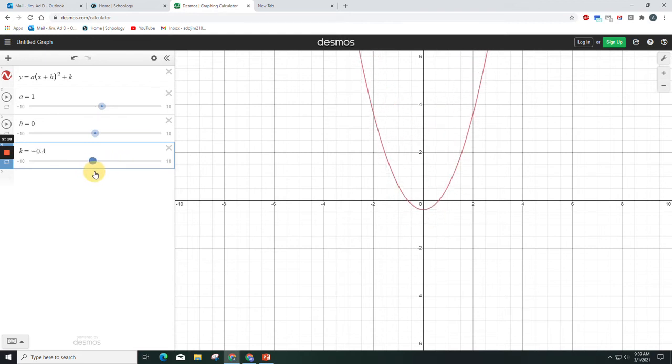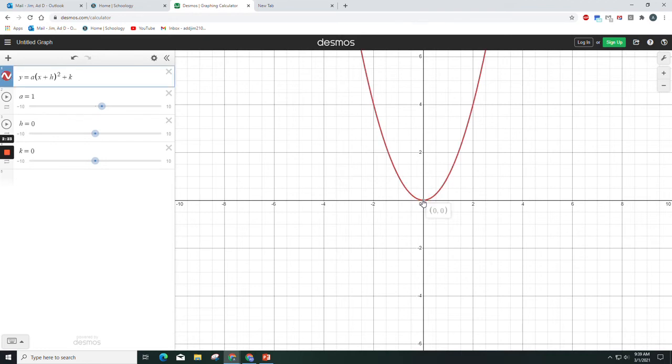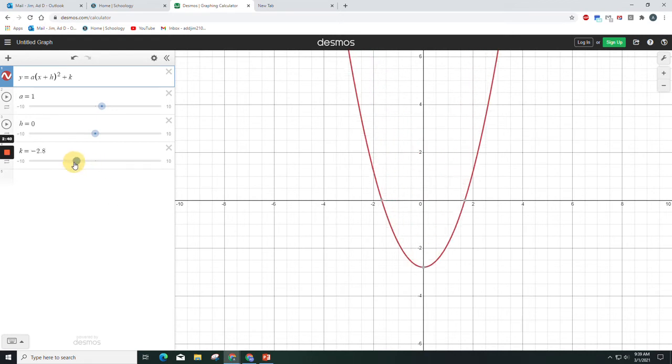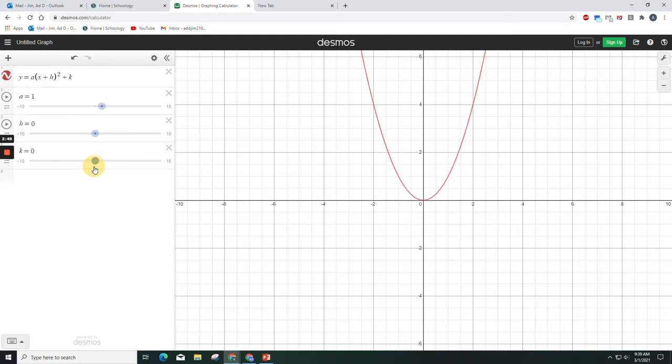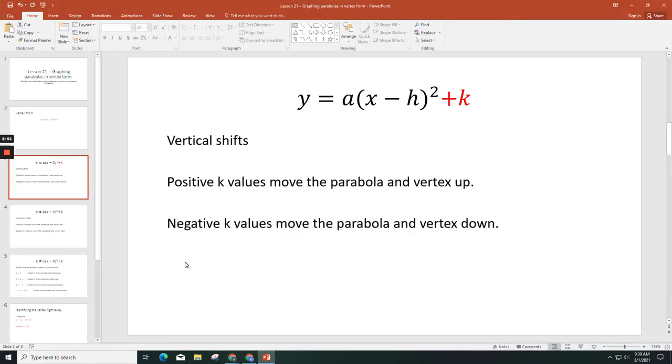One thing I do want to note, guys, is keep an eye on your vertex. Remember, your vertex is the very middle point of your parabola. For our parent function, our vertex is (0, 0). But when we move our graph up, our vertex moves up as well, and the value of our vertex changes as well. If we move it down, same thing. Our graph moves down, and so does our vertex. I'm going to set this back to 0 so we can go back to our presentation. Just a reminder, guys, to keep an eye on your vertex point.